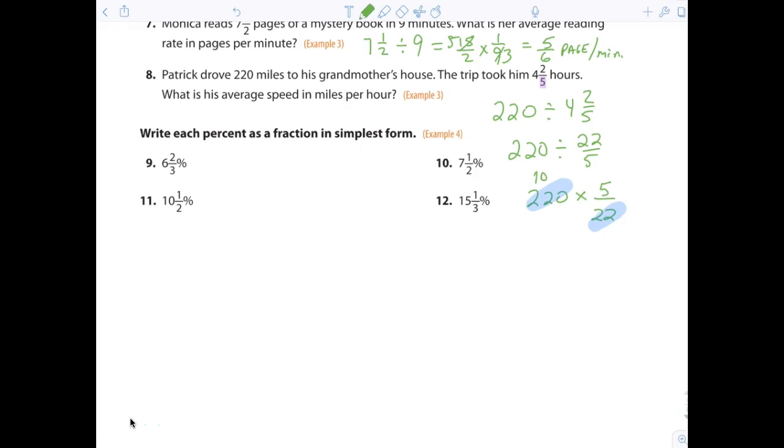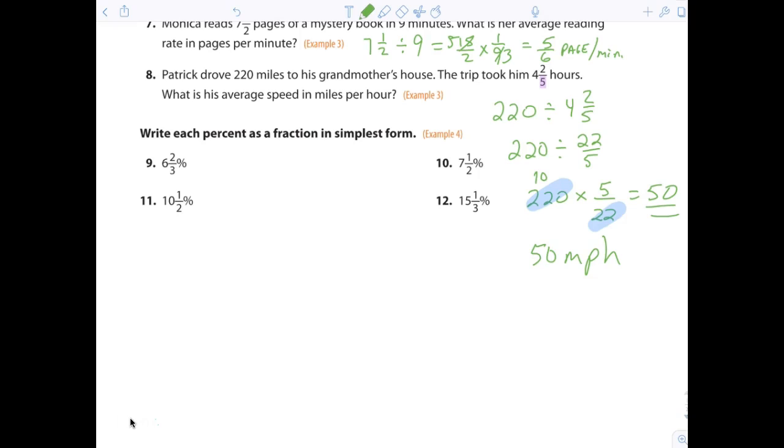Wow. Oh, I know it's throwing you off. 10 times 5. Slow down. Answer, 50. All right, what? We went 50 miles per hour. That's what that means. 50 miles per hour. Does everybody agree with that?